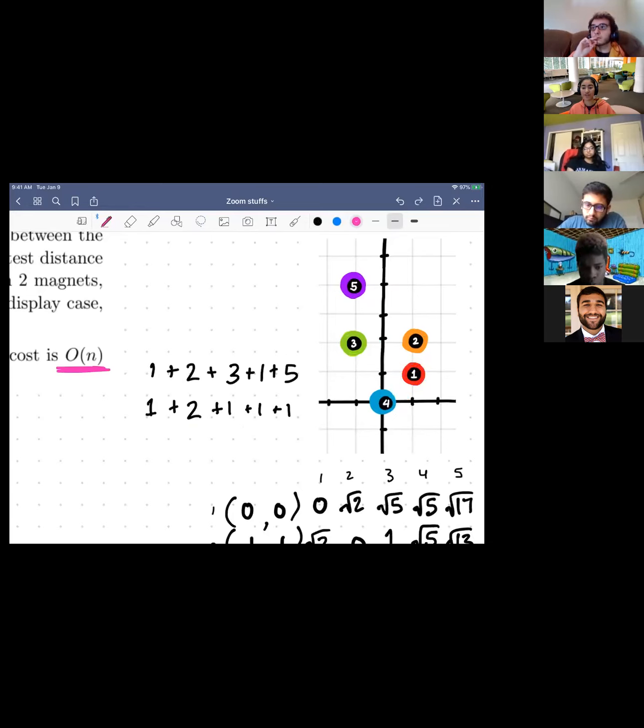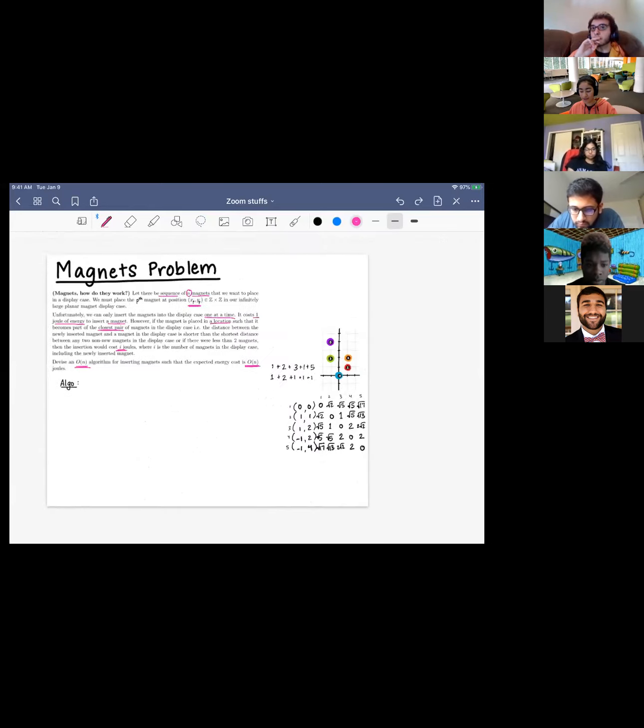Is there any other way we could arrange these? Maybe we can't find the closest pair. Any strategies that might be good?